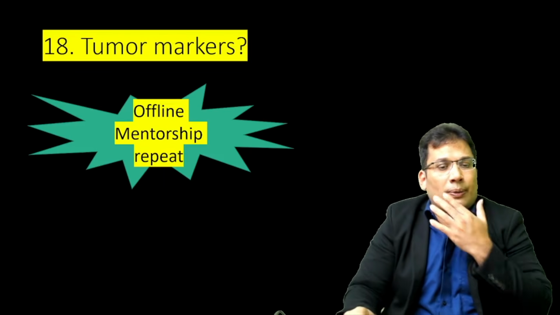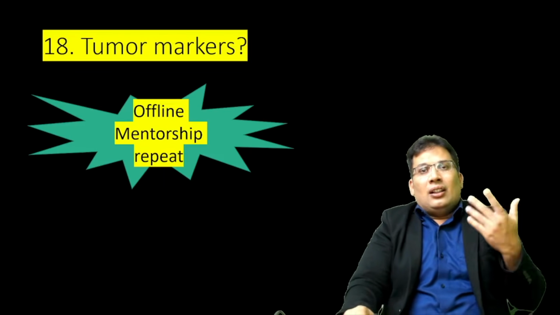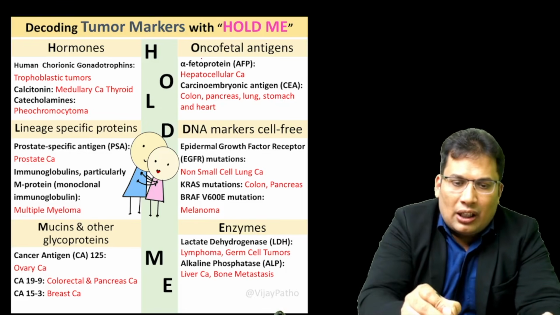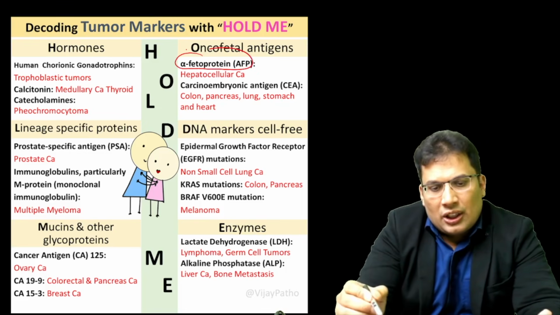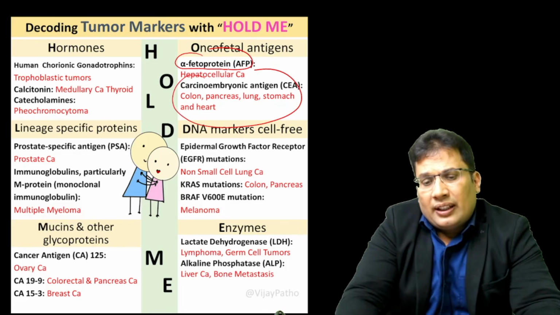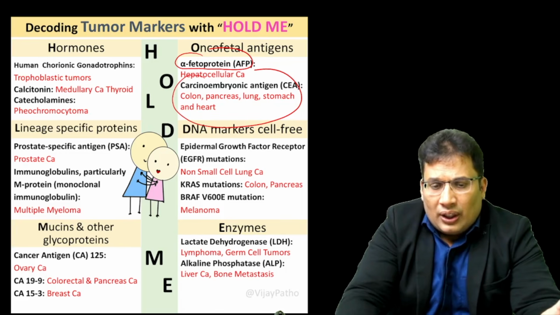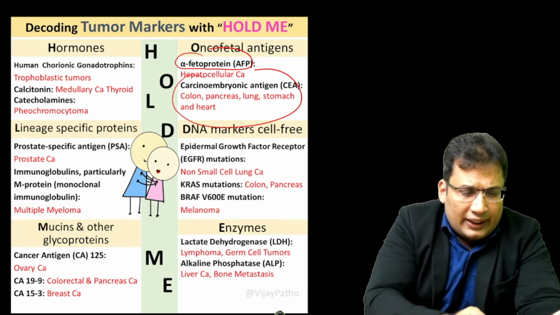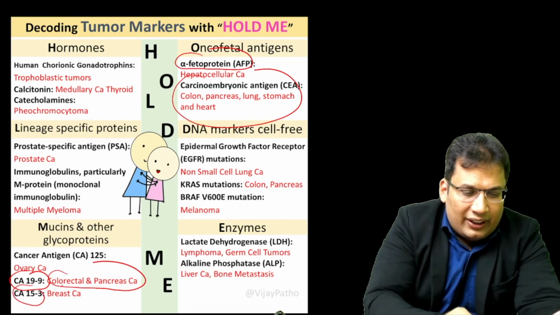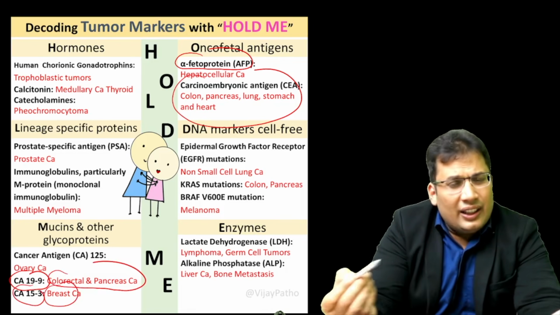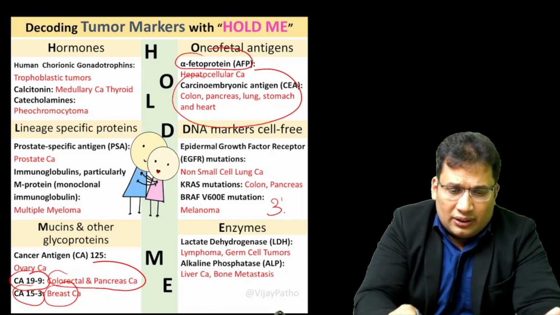Then comes your tumor markers. Tumor markers, again repeat question. Tumor markers can be anything, for example alpha fetoprotein, hepatocellular carcinoma, carcinoembryonic antigen, for example colon, pancreas, lung and stomach carcinoma. Then you can write about some other findings like CA19-9 colorectal cancer and pancreatic cancer, CA15-3 breast cancer. Then you can write any 3, you will get 3 out of 3.